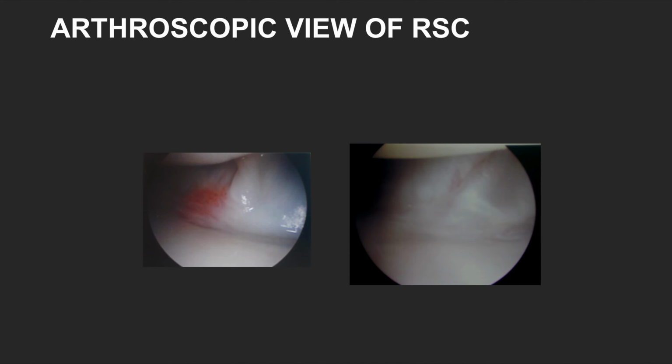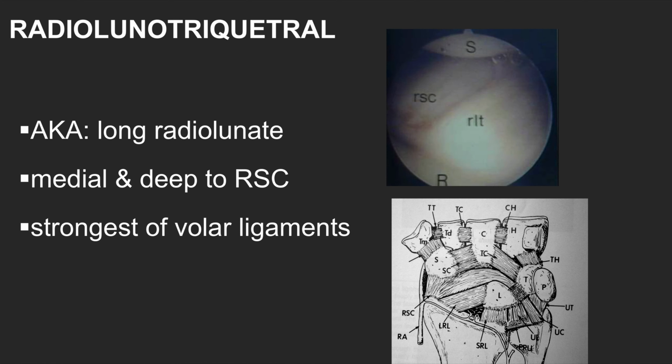So when you look with an arthroscope for orientation, the radius is on the bottom, the scaphoid is on top, and the two ligaments that you see are the radioscaphocapitate and the long radiolunate. The more radial one is the RSC. Next to it is the long radiolunate or radiolunotriquetral, and you can see it labeled here in this arthroscopic picture. R is for radius, S is for scaphoid, RSC and RLT. And it's deep to the RSC, and it's more medial or ulnar to the RSC. And it's probably the strongest of the volar ligaments.